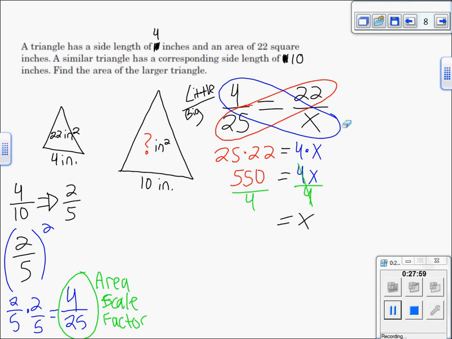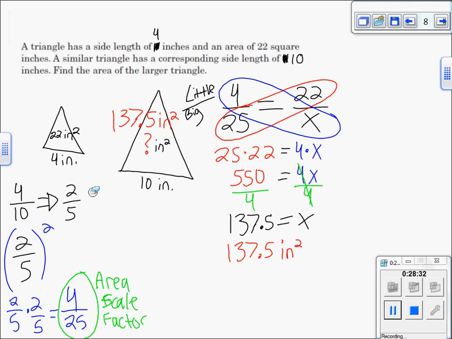Just like every other time, divide by this coefficient to get rid of it. Cancels. We are left with x equals... that's not right. 550 divided by 4. Okay, so 137.5. So that tells us that was the missing value. That was square inches. That was the area. So that means the area of the missing triangle is 137.5 square inches. That is the area of the missing triangle.